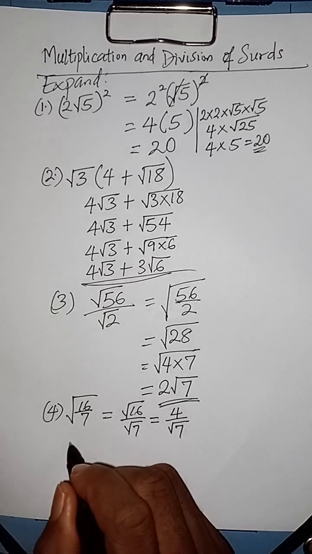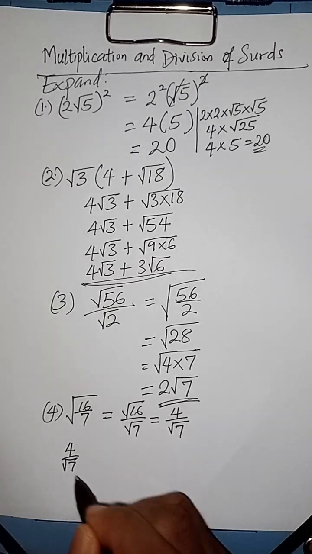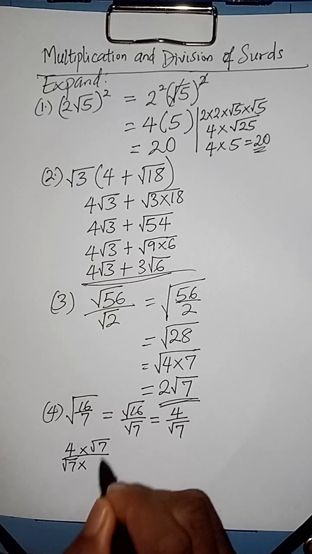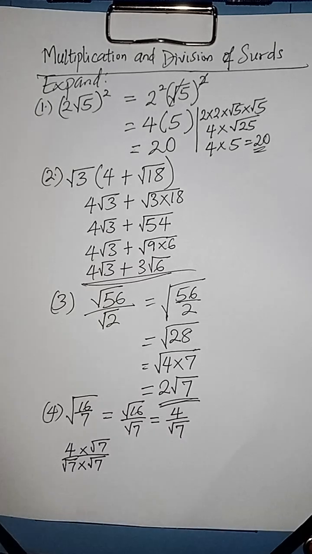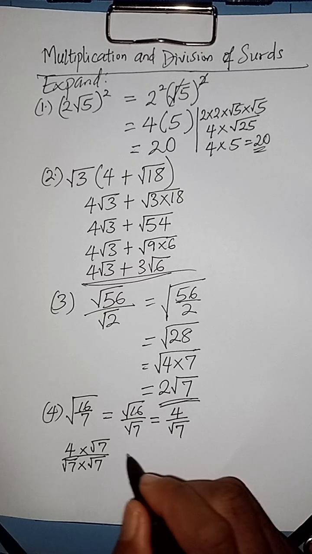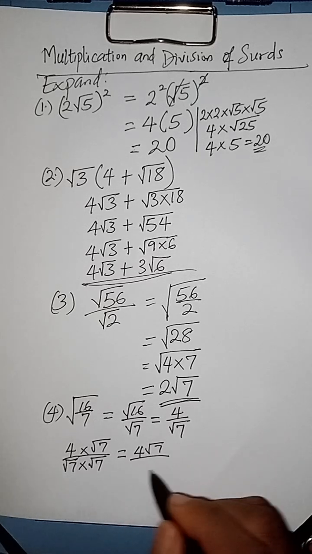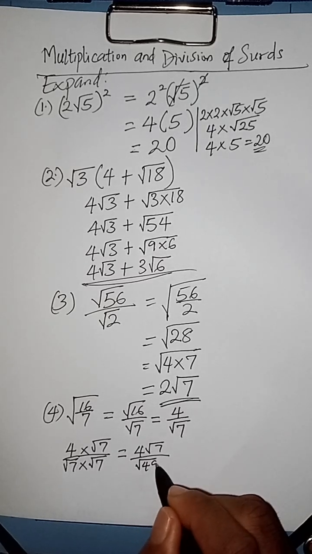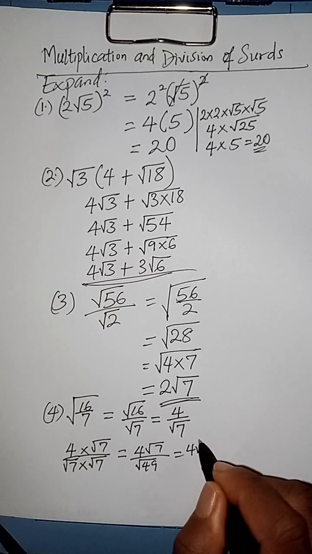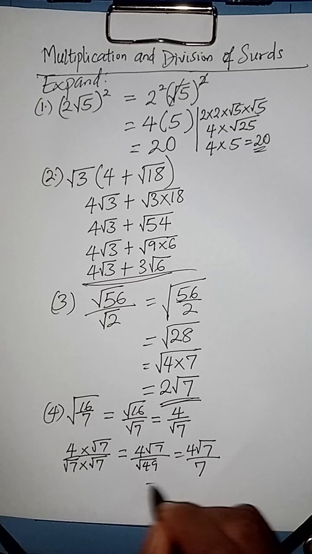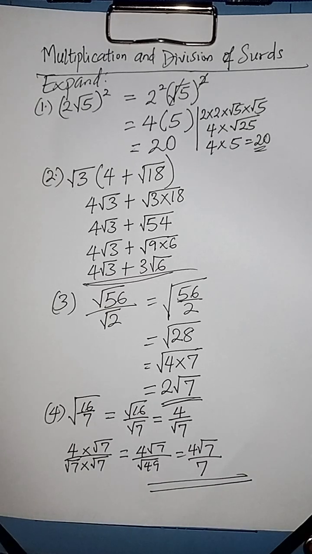It's very easy. I have 4 over root 7. I'll multiply both the numerator and the denominator by root 7. If you do that, you're going to have 4 root 7 divided by 7 times 7, which is root 49, which is 4 root 7 divided by square root 49, 7. That is the answer to the question. 4 root 7 divided by 7. Let's look at number 5.